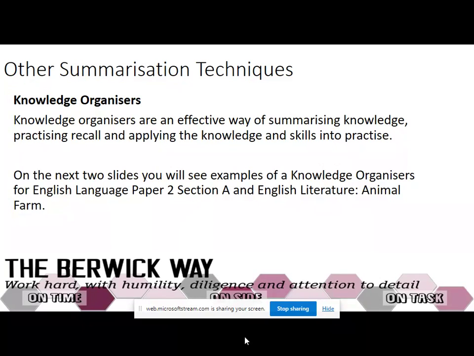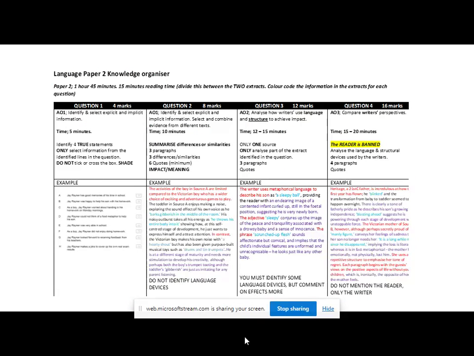Knowledge organisers, again, are very effective ways of processing and summarising your knowledge and practicing that recall and application of knowledge. Here is an example of a language paper 2 knowledge organiser, again with the example questions from section A. There are quick tips, quick ideas, just points of recall that you would need to apply when you are completing and practicing your paper 2 language.